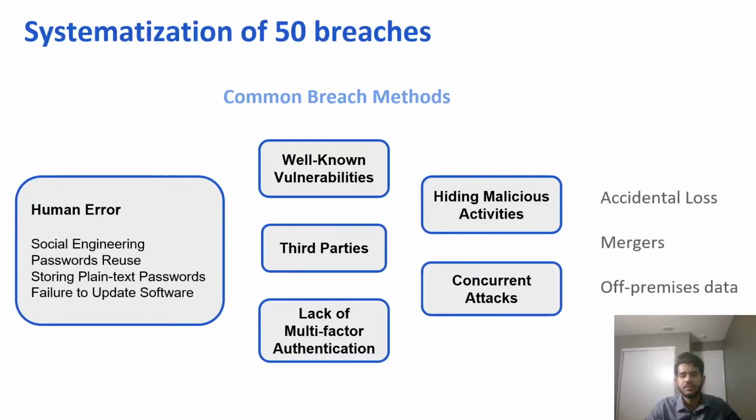Apart from these breach methods, we also found the attackers exploiting other methods which we did not find in the study of our 10 cases. This includes accidental loss, where the employees inadvertently disclose the company's data, for example, by making the database publicly available on the internet. We also found cases of mergers where one of the companies in a merger was already compromised and the breach was only discovered afterwards. We also found cases where the employees took some data off premises and the attackers stole this data from the employee.